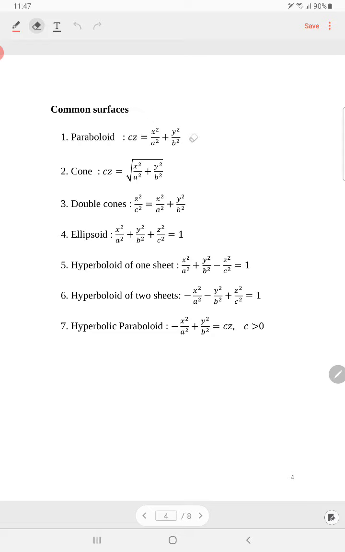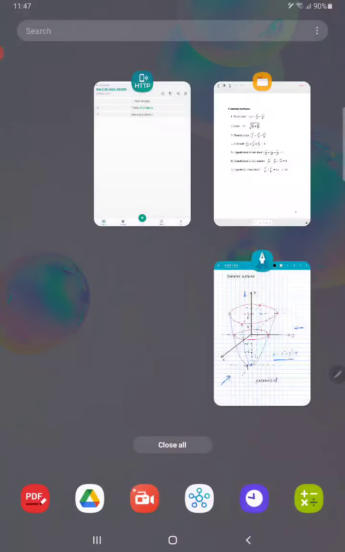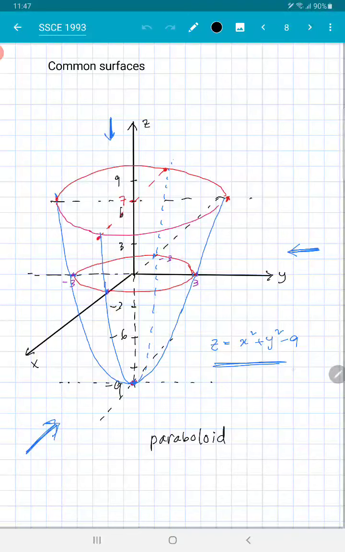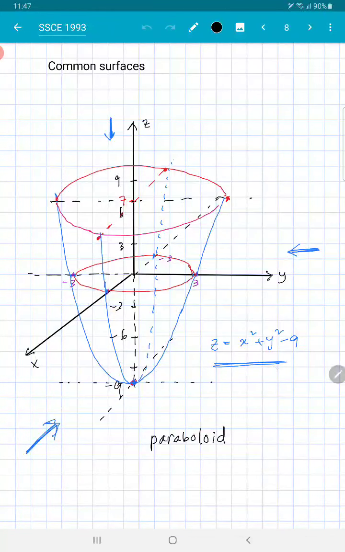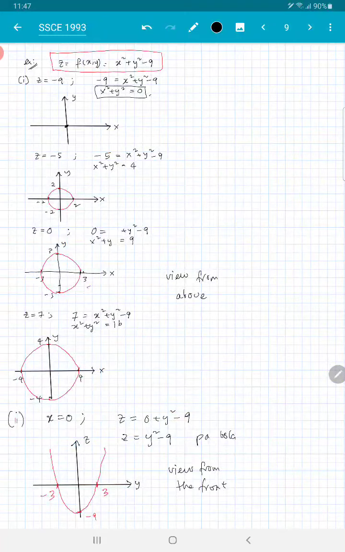The first surface is called paraboloid. I've shown you how to sketch paraboloid before in the previous video. If you recall, we've sketched an equation z equals x squared plus y squared equals 9. So the technique is we sketch a few level curves. So here we have one level curve. The second is when z is -5, and here we have z equals 0.